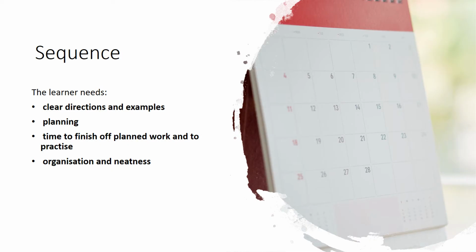One of the 4 learning patterns is sequence. If I have a use first sequence, therefore a score between 25 and 35, most probably I need clear directions and examples when doing my work, and I find it difficult to follow without clear instructions. I need enough time to plan, to finish off planned work, and to practice. Organization and neatness is most probably a priority to an individual who is high in sequence.